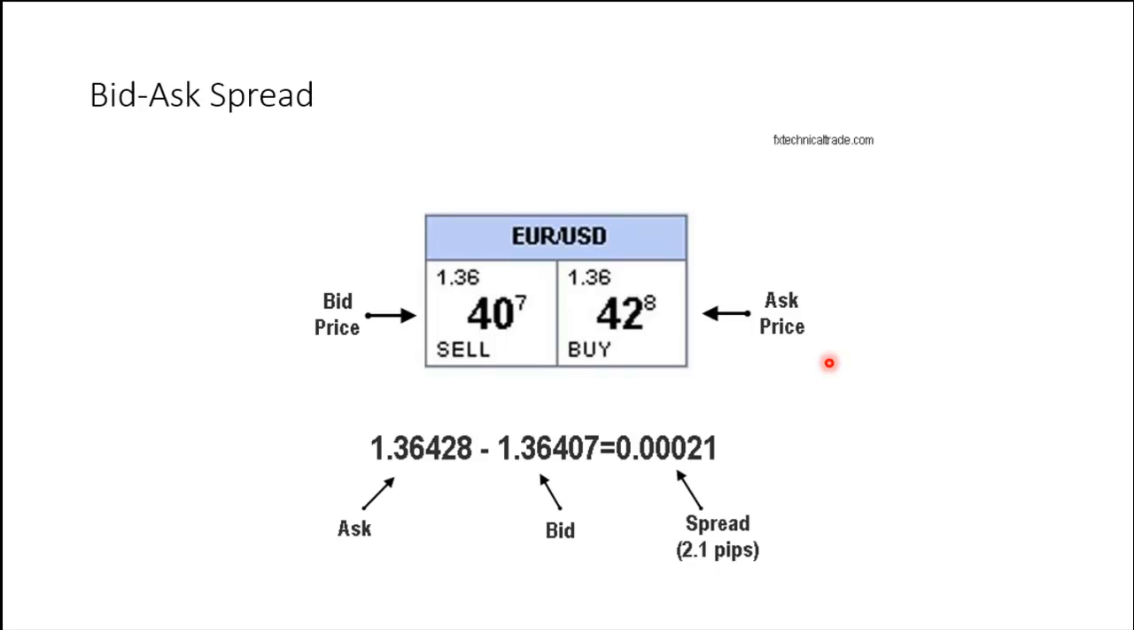Let's just add some more jargon while we're at it. The difference between the buy and the sell price is called the spread. What's the buy and sell price? Well, the other names for them are the ask price and the bid price. And the difference between the bid and ask is, as I say, the spread. And in this case, the spread is 2 pips and 1/10 of a pip, or 2.1 pips.